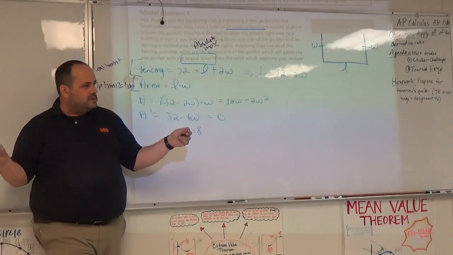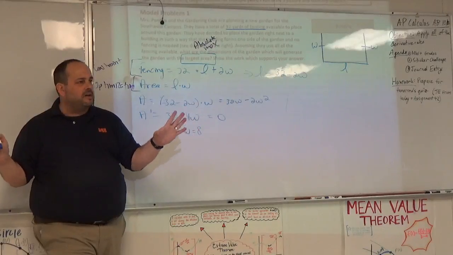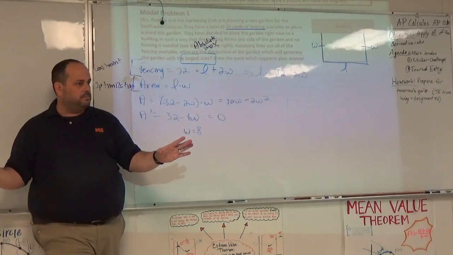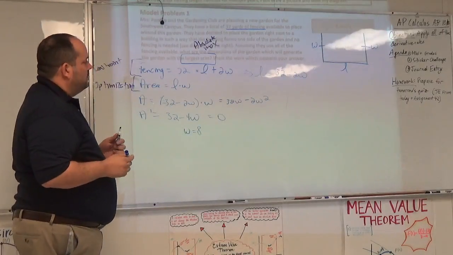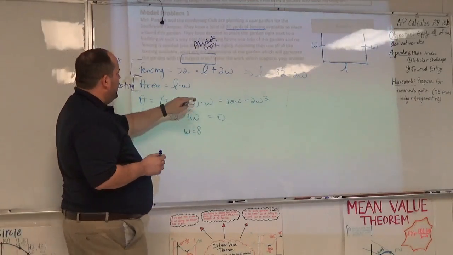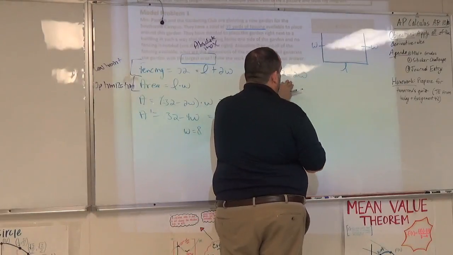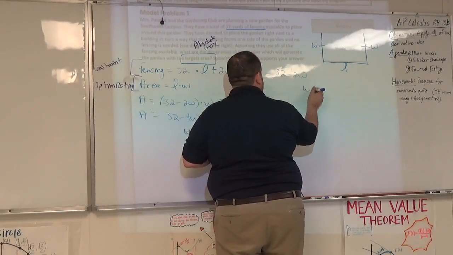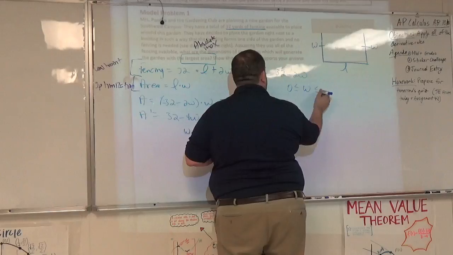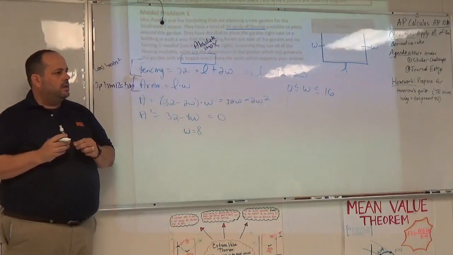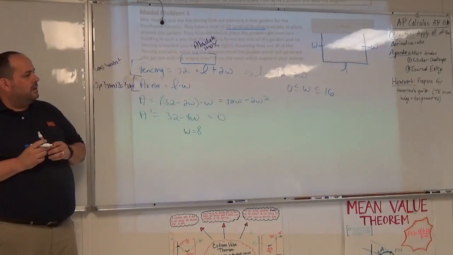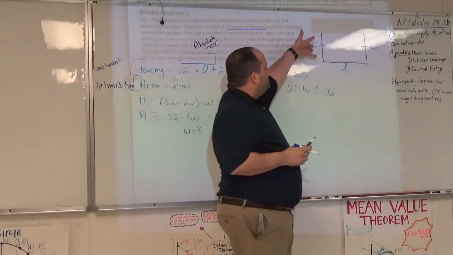Anybody know the endpoints? Celeste sees them. Are there even endpoints for this problem? Celeste, what are my endpoints going to be? 0 and 16. If we're talking about W, right? So you're saying that W has to be between 0 and 16. Can you convince me? Well, because you can have 0 width. You could have a width of 0.